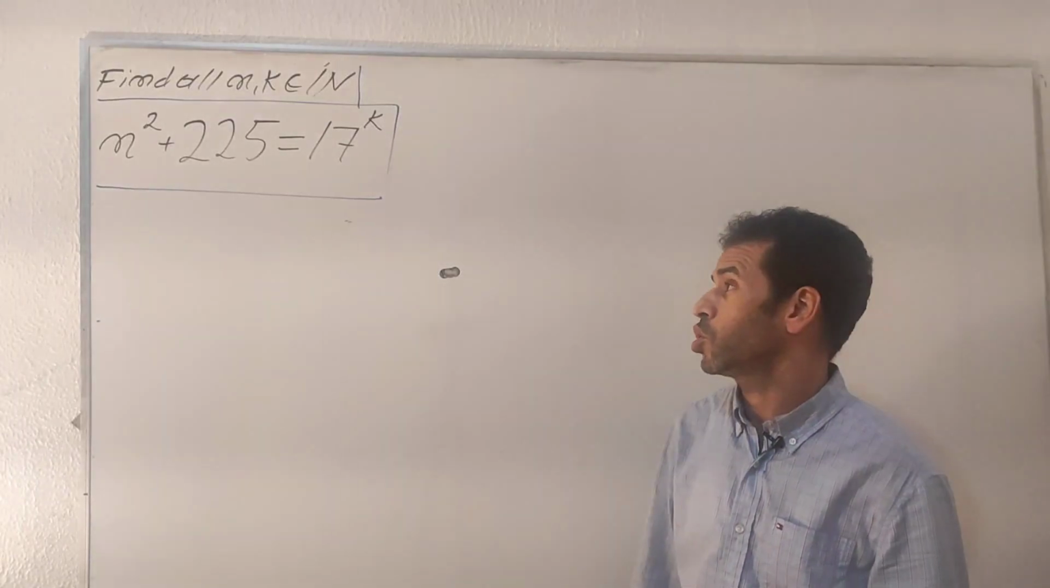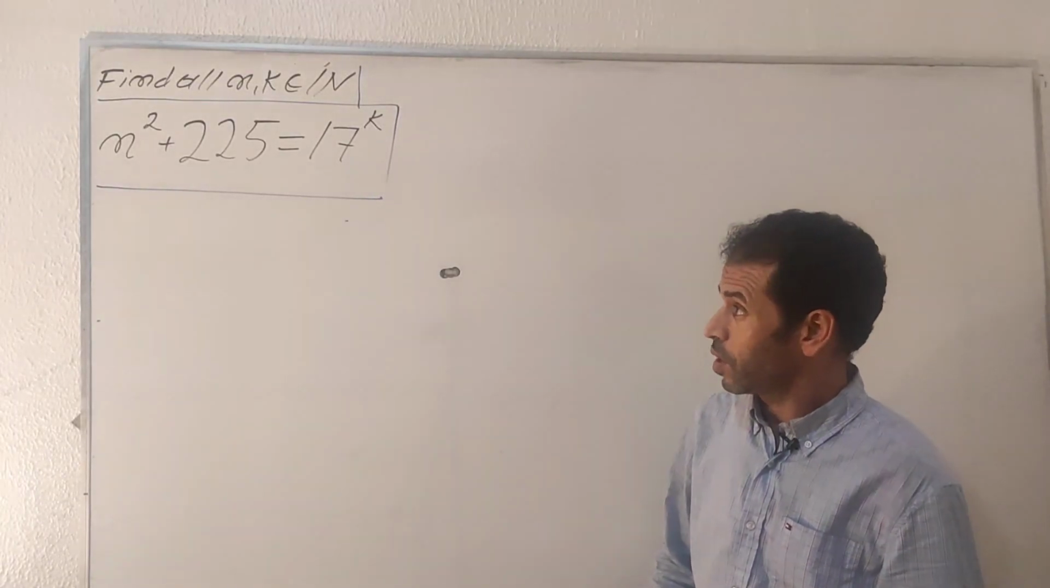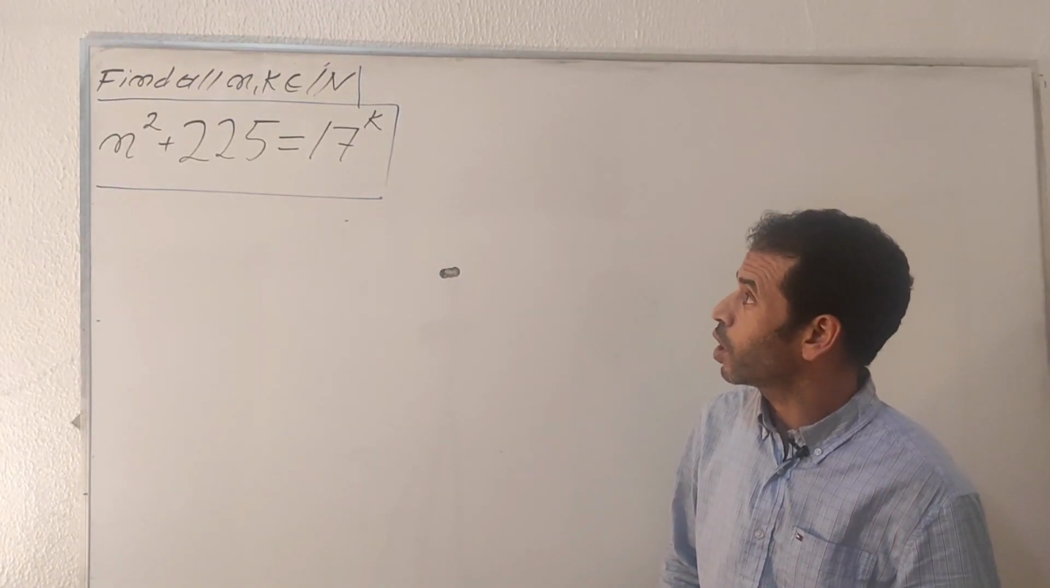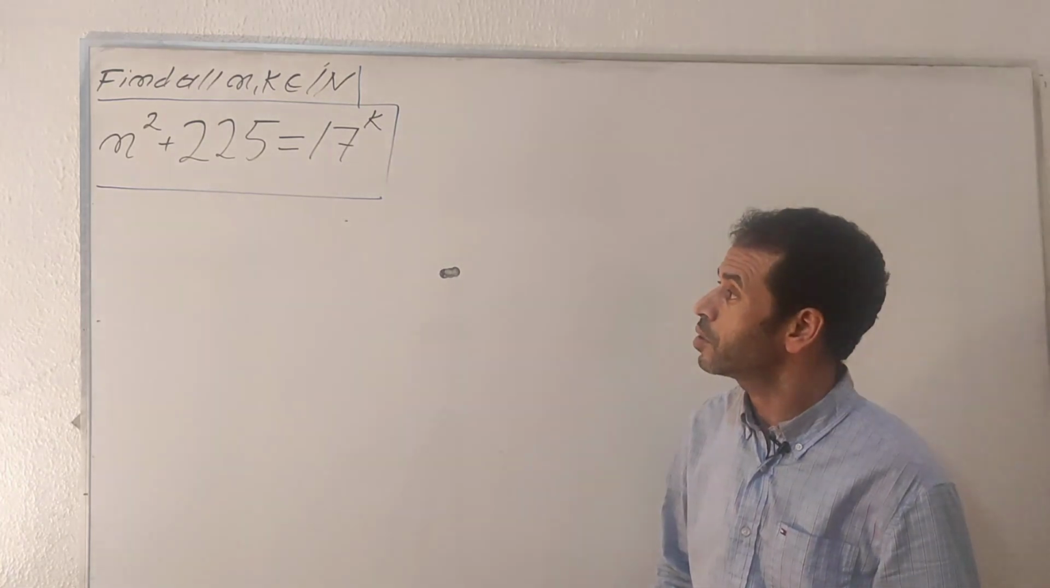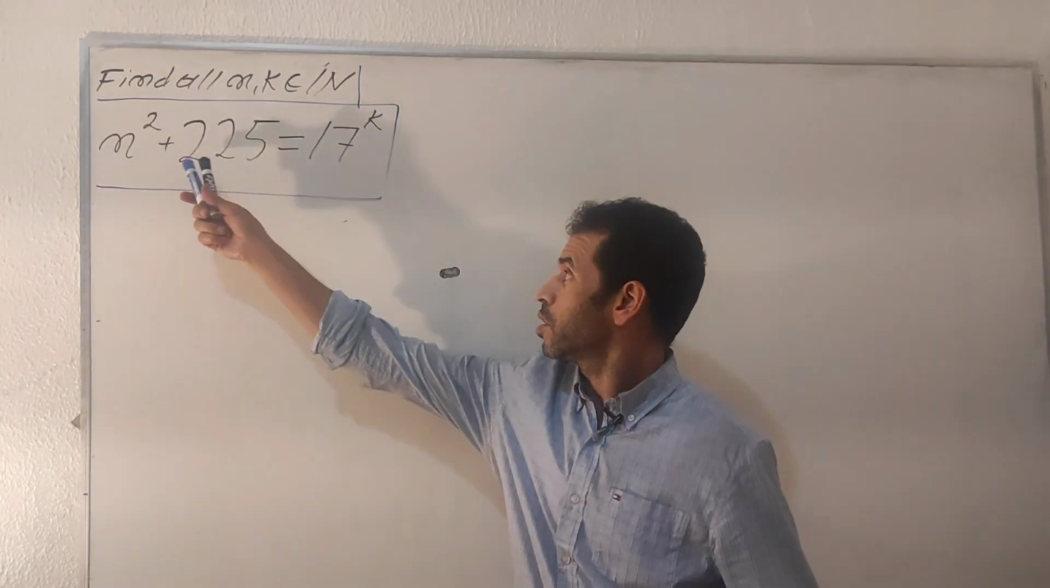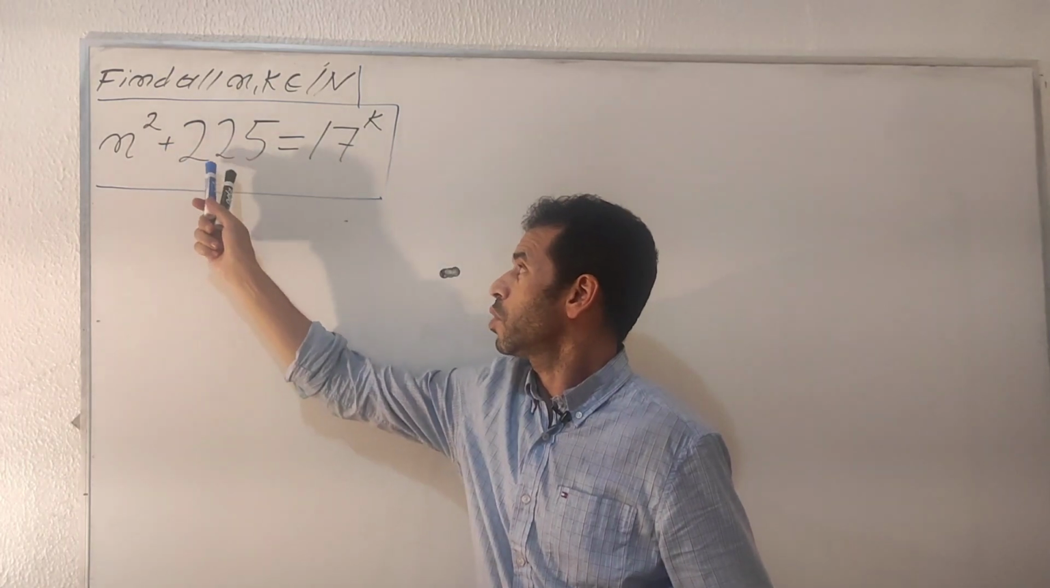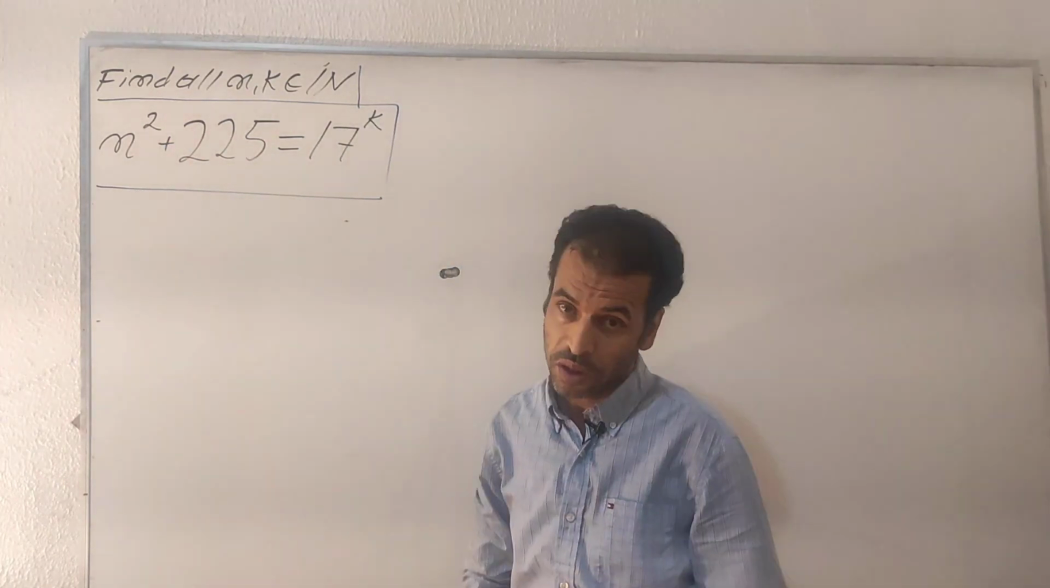In today's video, I would like to introduce a very nice problem. Here is the following information. Find all n and k as natural numbers. Here is the following statement: n squared plus 225 equals 17 to the k.